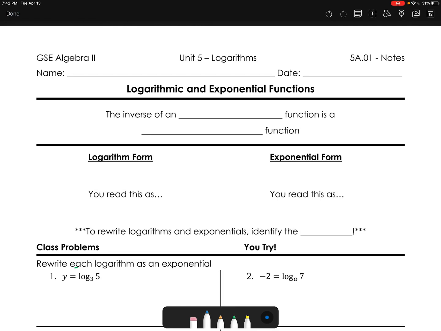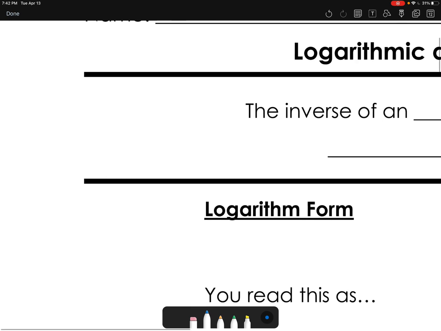So these are the 5A.01 notes starting out our Unit 5 on logarithms. And so I'm going to start off these notes first talking about the warm-up that we did to start off class when we did these notes. And so the directions I gave you were just to solve for x. And I put 3 problems on the board.